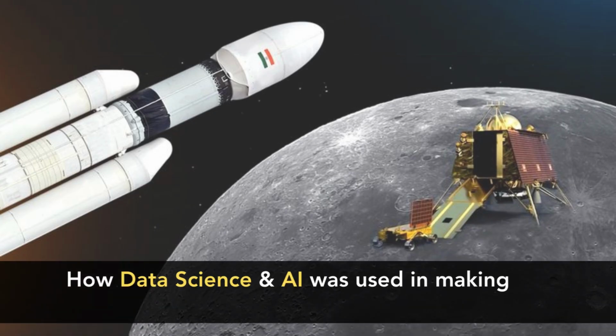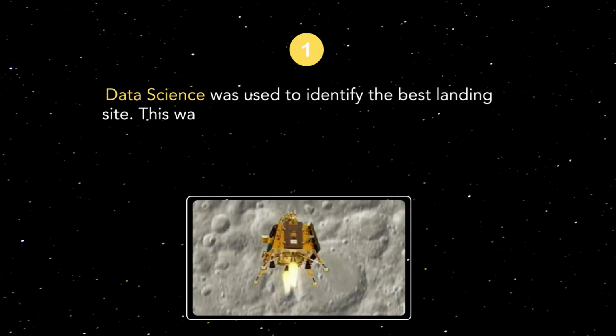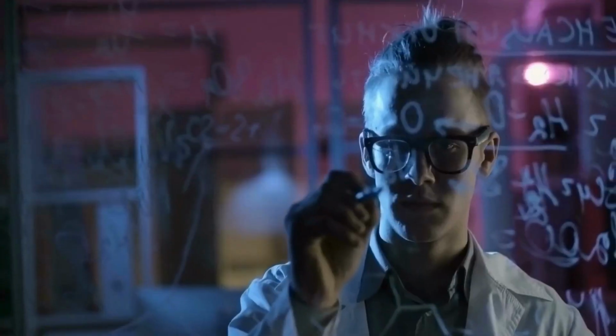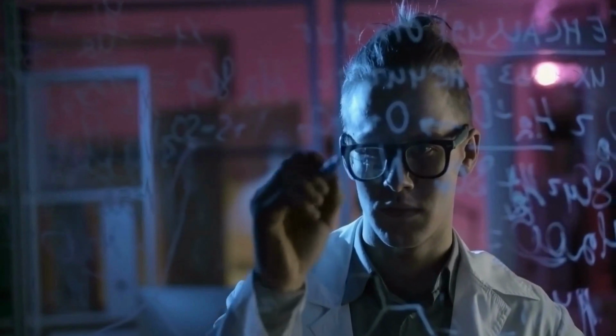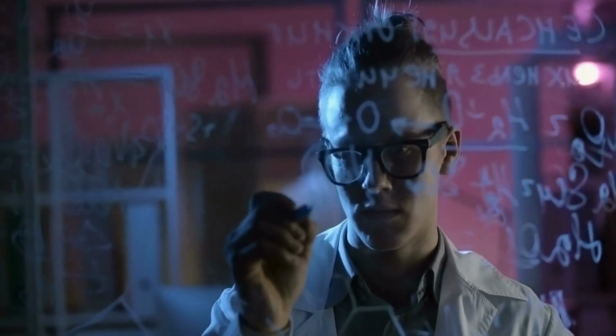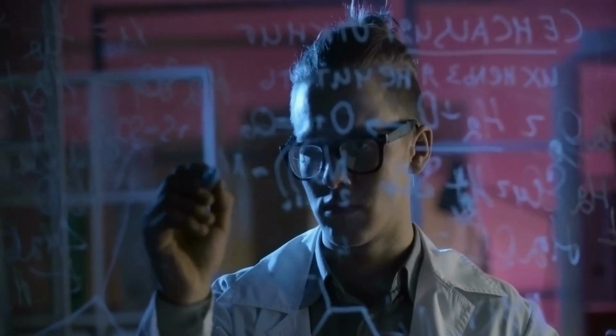How data science and AI was used in making the historic landing of Chandrayaan-3? Data science was used to identify the best landing site. This was done by analyzing data from previous missions, as well as the lander's own sensors, to identify the location that was safe and had the right terrain for the lander to touch down.